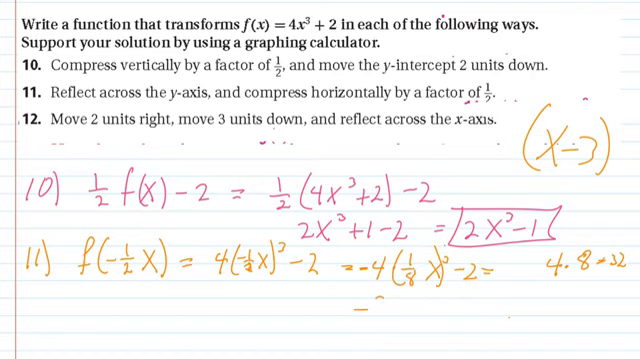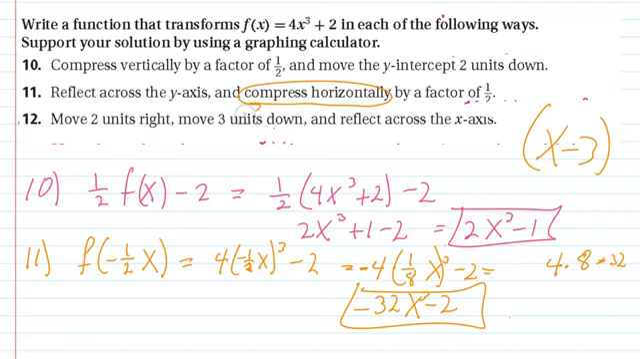So that's going to give me negative 32x cubed minus 2. Because a horizontal compression is basically the same as a vertical stretch. So when I compressed it horizontally by a factor of 1/2, I actually stretched it by a factor of 8.